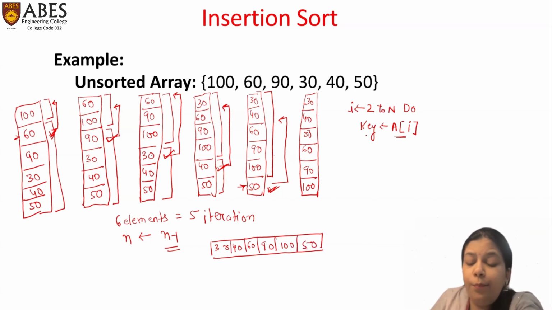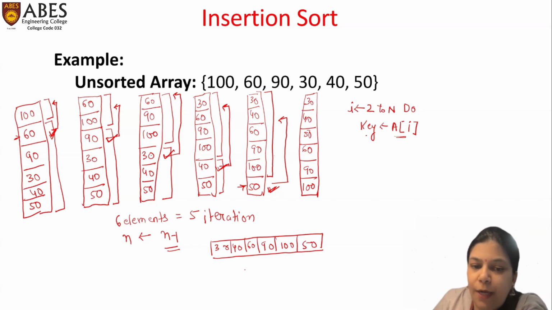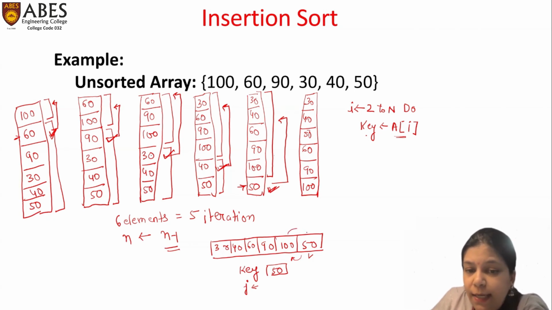So basically, how we are placing this 50 at its appropriate position, we have taken a variable key and we have placed this value inside this key variable. Now what we have done is we have taken another variable j and we have assigned this j as the index just prior to the key element, right? So we can say that j is equal to i minus 1. What I'm doing is I'm constantly copying this value in the next block. So this will become 100.